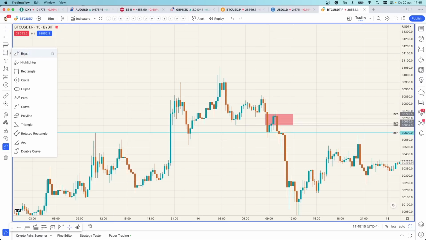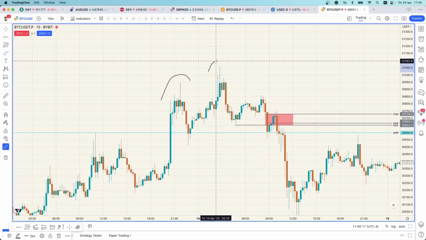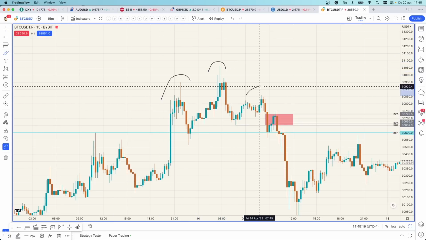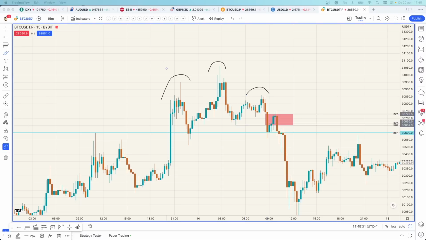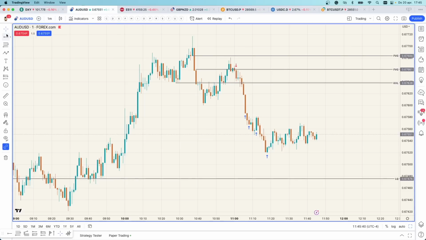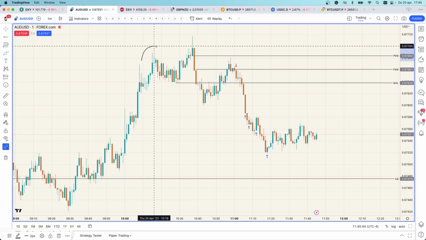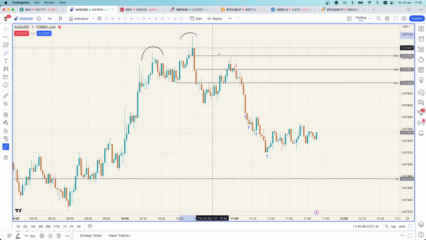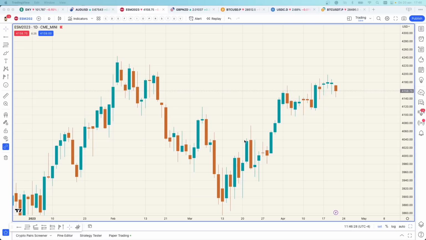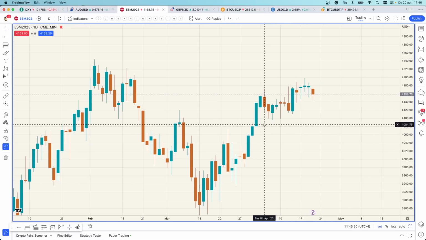And you can also see this as a left shoulder, a head, and a right shoulder. If you go back on the Australian dollar, you can see that it also created a left shoulder, a head, and a right shoulder. Let's move on to the stock market.